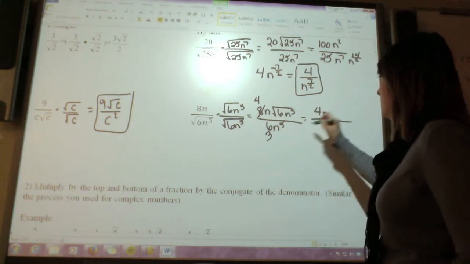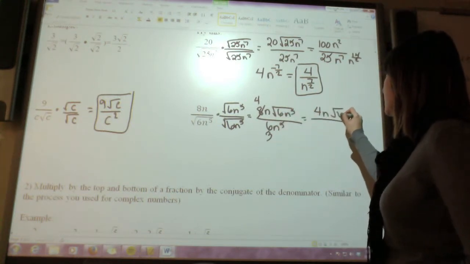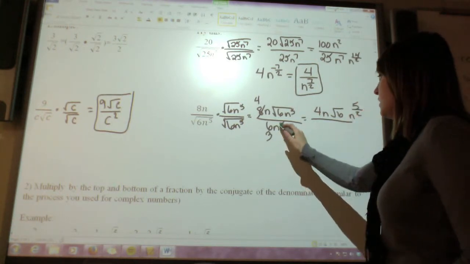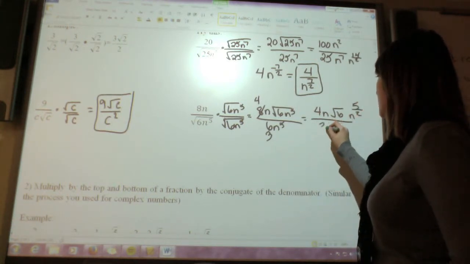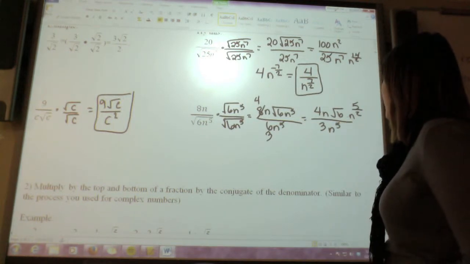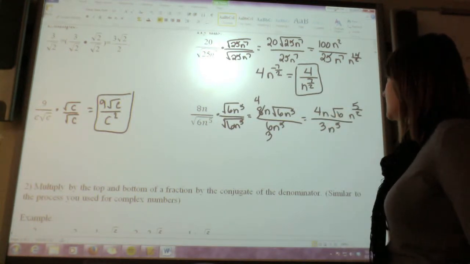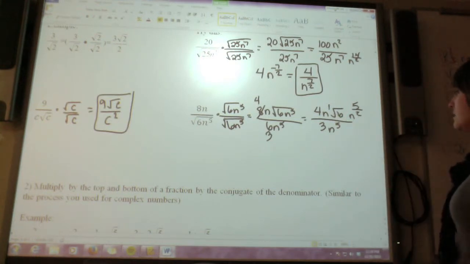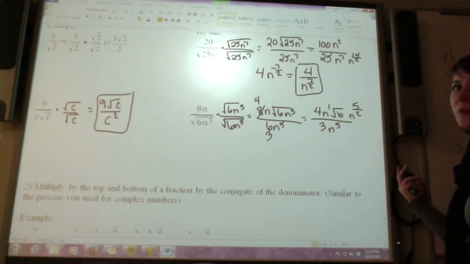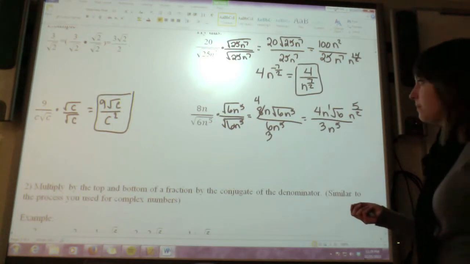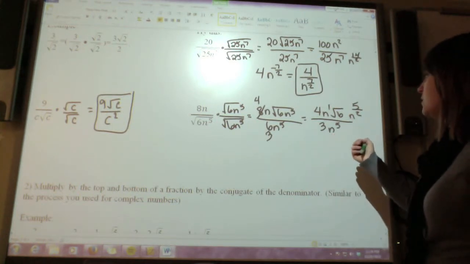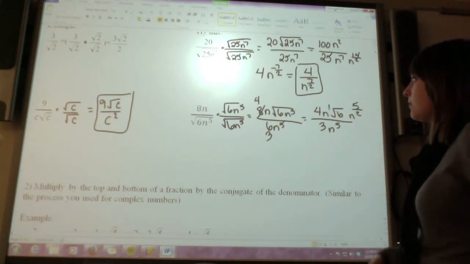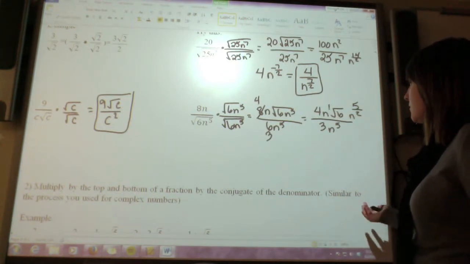This is an n. This is the square root of 6, and this is n to the 5 halves. Okay, this one is just 3n to the 5th. So if I combine these n's here, this is n to the 1st times n to the 5 halves. If I am multiplying the bases, then I add the exponents. So 1 plus 5 halves, that's 1 plus 2.5, which is 3.5, which is 7 halves.